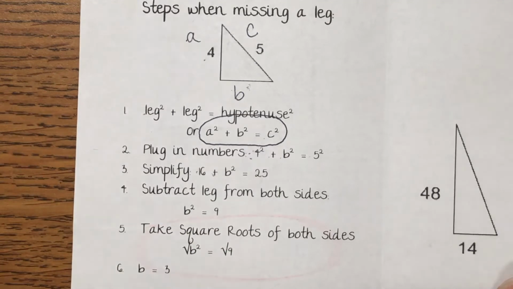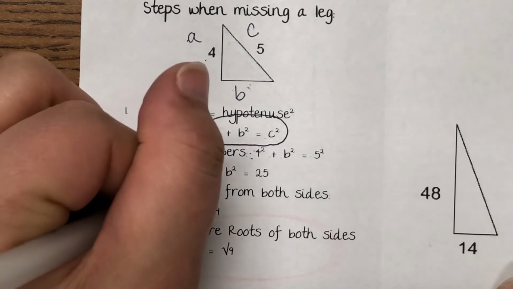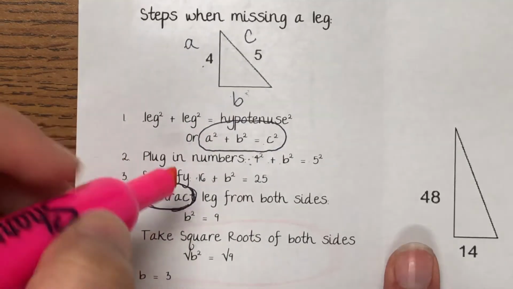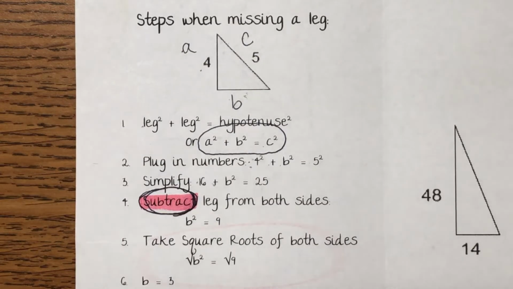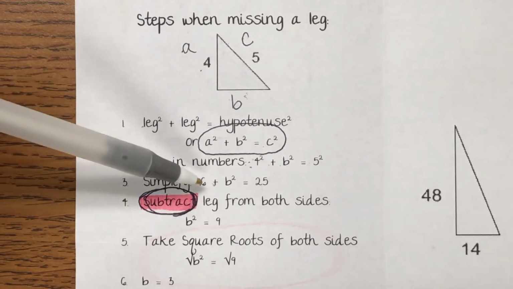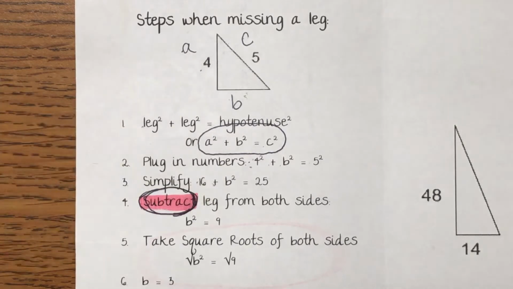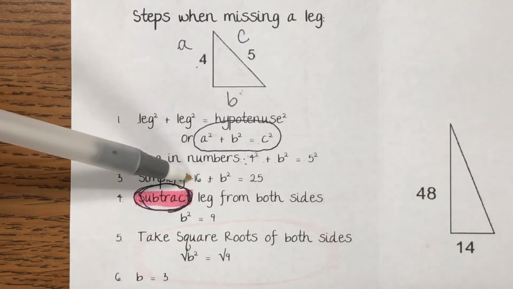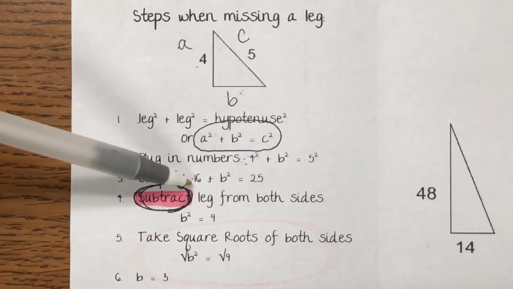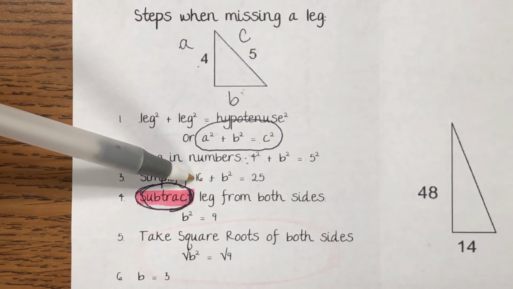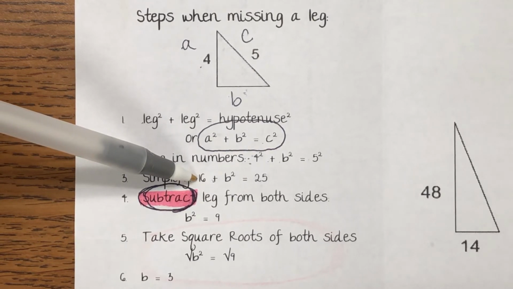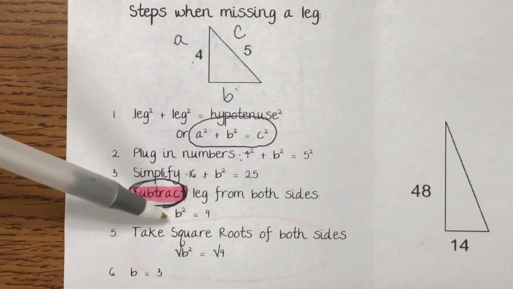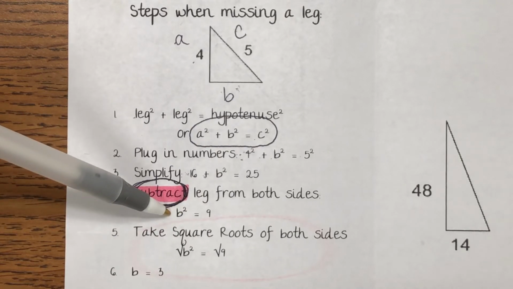After this, I am going to subtract my leg from both sides. Okay, that's our key word here. What I mean by subtract is in order for me to get b squared all by itself right here, I need to cancel this 16 out and move it to the other side. Well, since it's positive 16, in order for me to move it to the other side, I need to subtract 16 on both sides. So 16 minus 16 would be 0. 25 minus 16 is 9. So now I'm left with b squared equals 9.